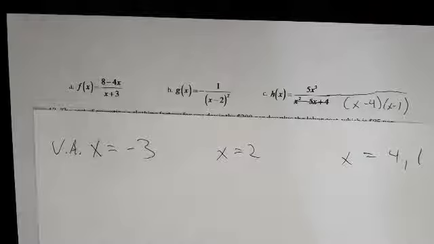So we want to find the vertical asymptote. The step is to factor the denominator if it's not already factored, set it equal to 0 and solve. That's where my vertical asymptote is coming from.